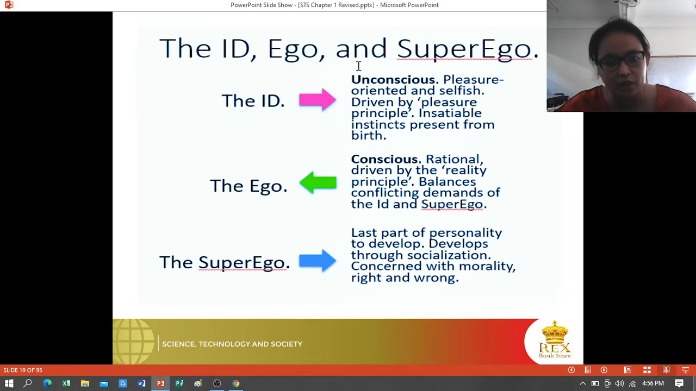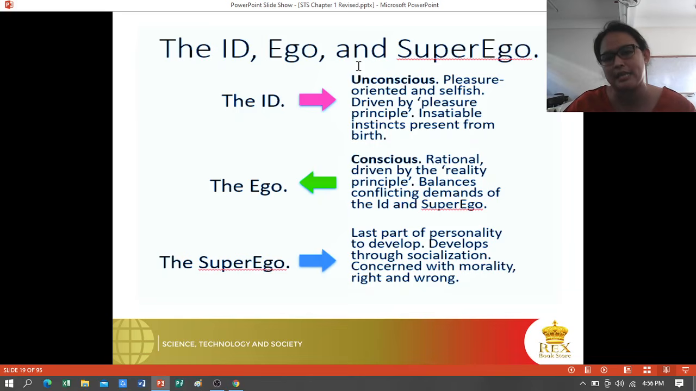So, the ego is the conscious. Kung kanina unconscious, eto naman conscious. This is the rational, driven by reality principle, balance conflicting demands of the id and the superego. So, ibig sabihin, ang ego is in between the id and the superego.